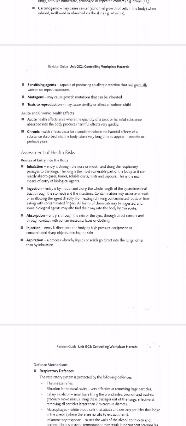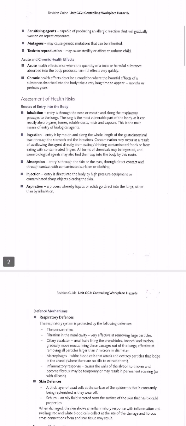Then also, these needles may be rusting, and because of this rusting they can affect someone, and someone can have tetanus in the system, right? Then another one is called aspiration. What is aspiration? It's a process whereby liquid or solid goes directly into the lungs other than by inhalation. So it goes directly to the lungs. This is aspiration.